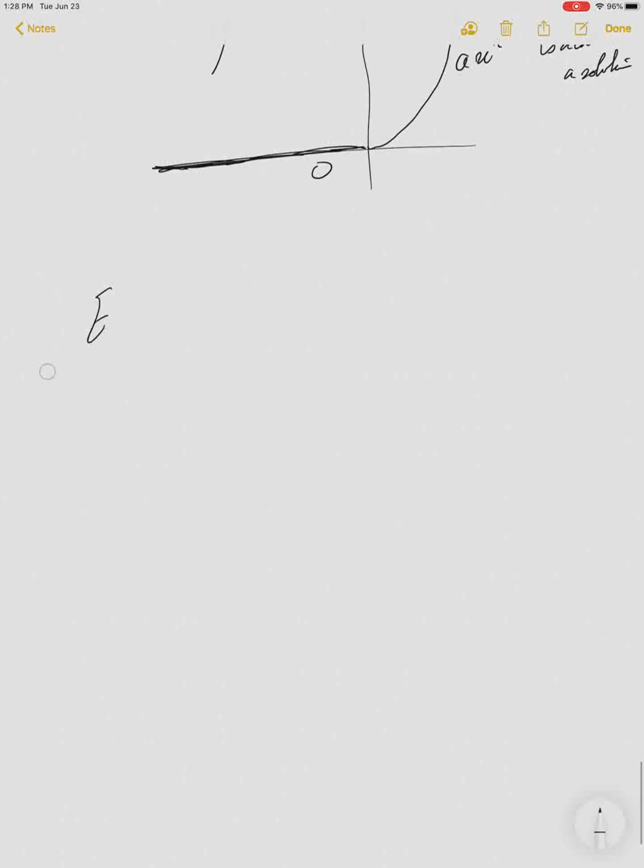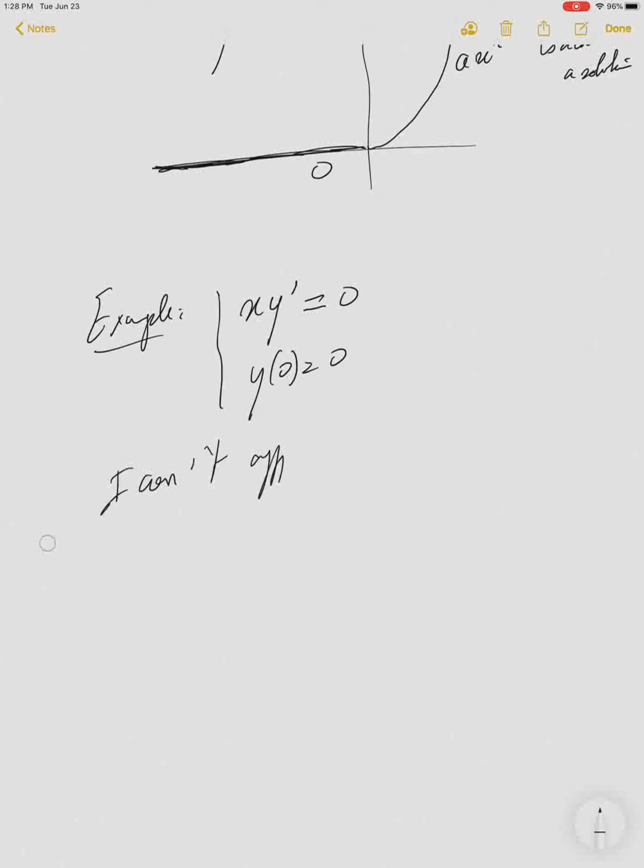But maybe let's give another example. If I take xy prime equal to 0, and I take y of 0 equal to 0, how many solutions do I have in this case? Also here I cannot apply the existence and uniqueness theorem.